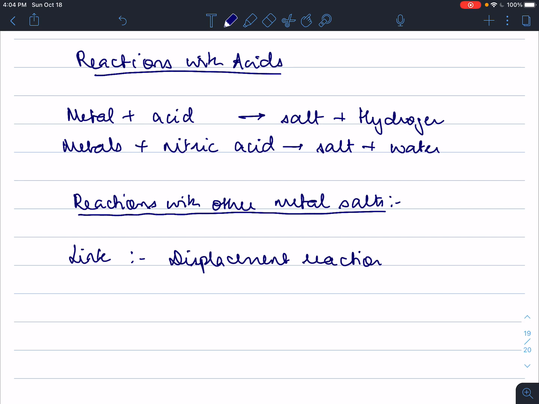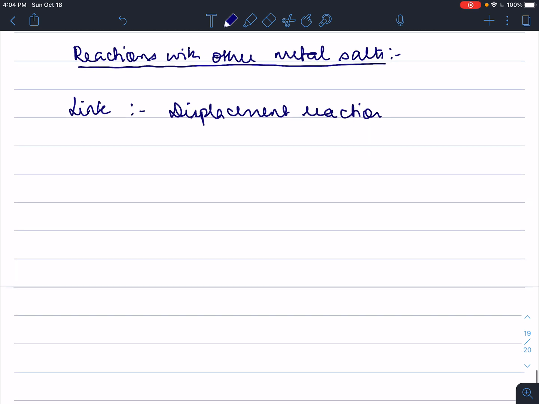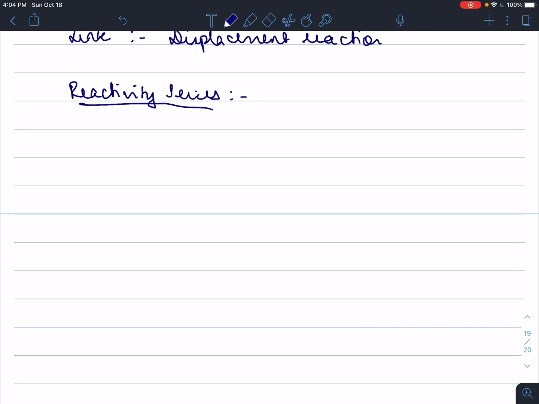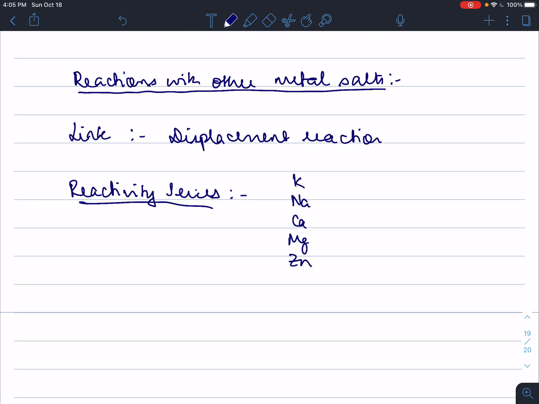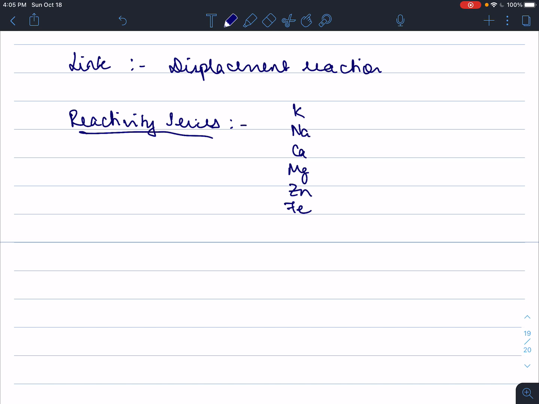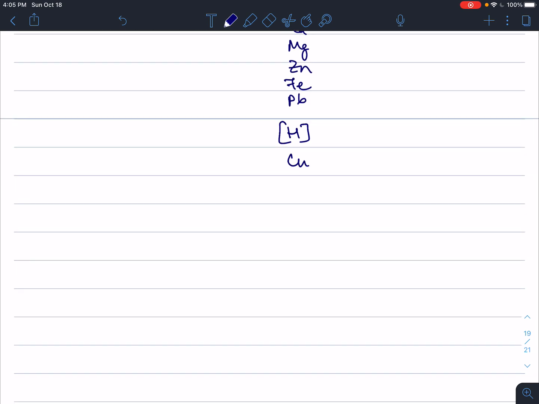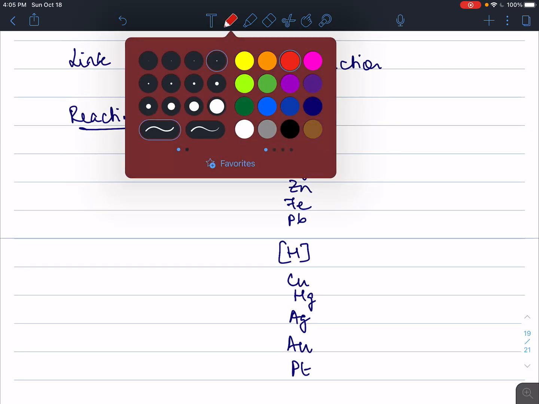But how do you know which metal can displace which other metal? For that, we have to understand what is called the reactivity series. The reactivity series is a table in which elements are arranged in order of their reactivities. So you start with potassium, and then sodium, and then calcium, magnesium, zinc, iron, lead, hydrogen, copper, mercury, silver, gold, and platinum. So these are highly reactive.